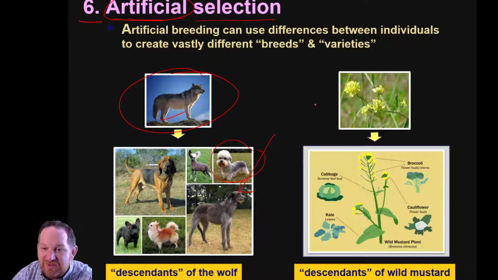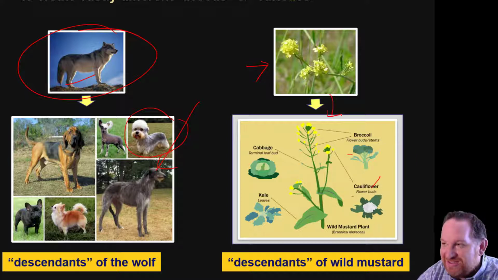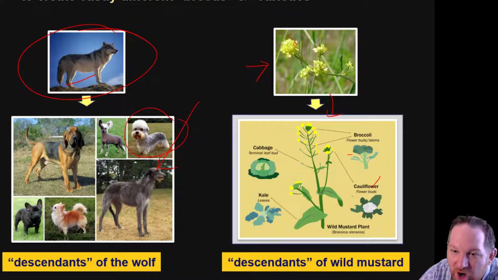And we do the same thing over here with plants. All these things that you maybe eat, I don't eat because I don't like broccoli, cauliflower, gross. They actually are all from the wild mustard, the brassica plant. Over time, farmers, people, humans, selected different parts of this plant to grow.